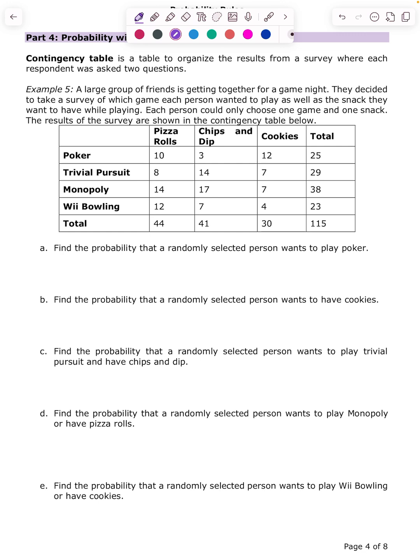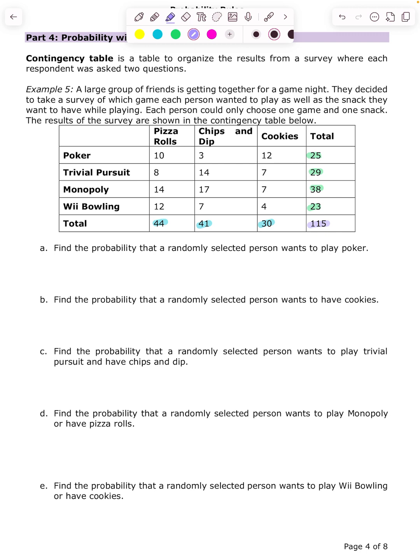When we read this table, the totals for each snack are in the bottom row. So there were 44 people that chose pizza rolls, 41 people chose chips and dip, and 30 people chose cookies. And then the totals for each game are in the last column. So 25 people wanted to play poker, 29 chose Trivial Pursuit, 38 people wanted to play Monopoly, and 23 people chose Wii Bowling.